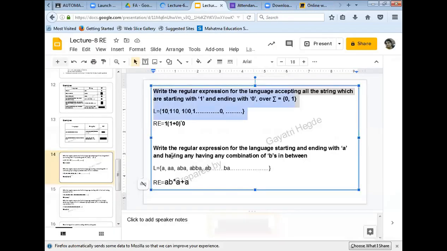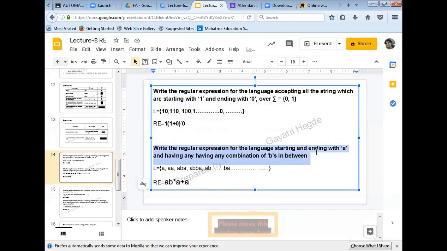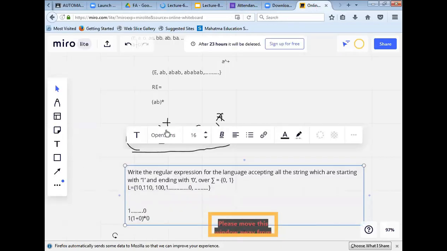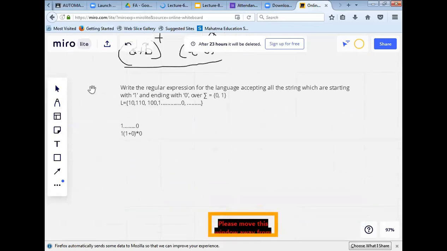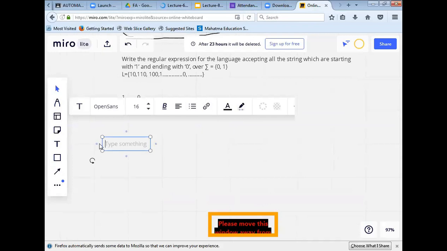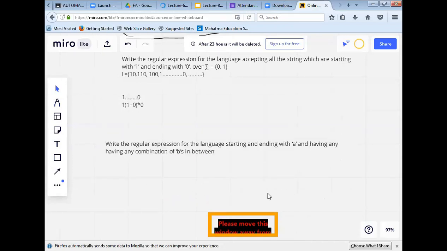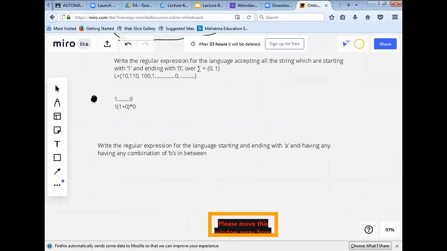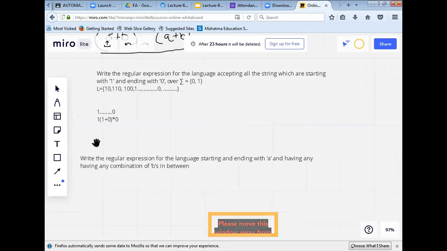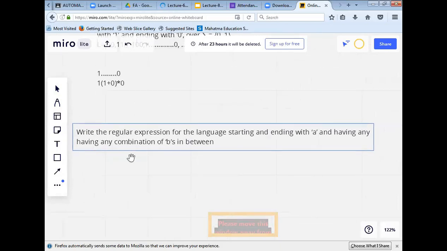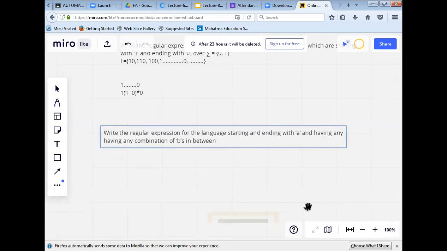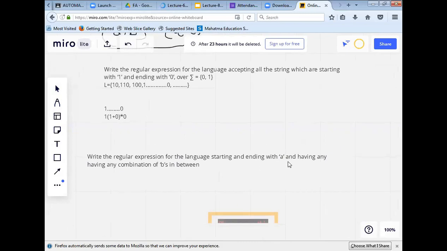Fine. So next example we'll take. Last example for this lecture. Just one minute. I told you, last example. So write the regular expression for the language starting and ending with A and having any combination of B's in between.